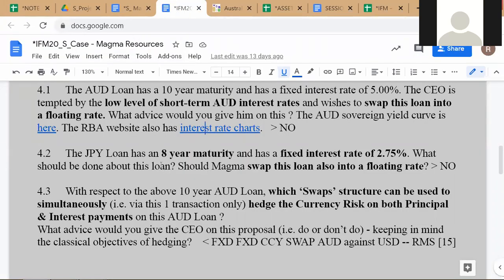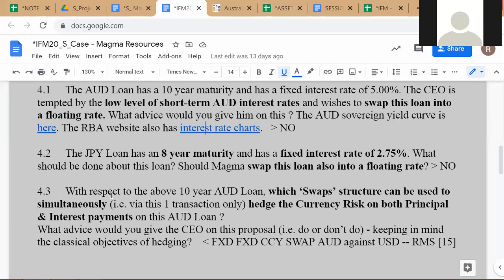The CEO was looking at the same kind of problem here. The yen loan has an 8-year maturity and a fixed interest rate of 2.75. And the question here is, should they swap it into a floating rate? Because this rate is quite high. It's a similar kind of question. Here we are asking you, what advice would you give the CEO? Because the CEO wants to change from a fixed rate to a floating rate. Okay, so we'll see how that works through swaps.